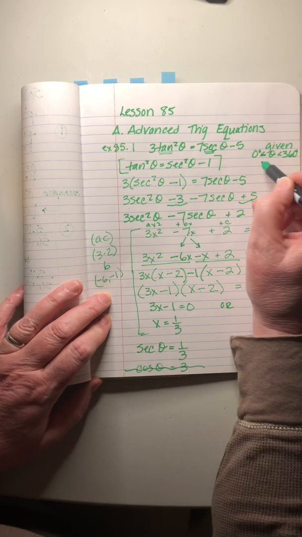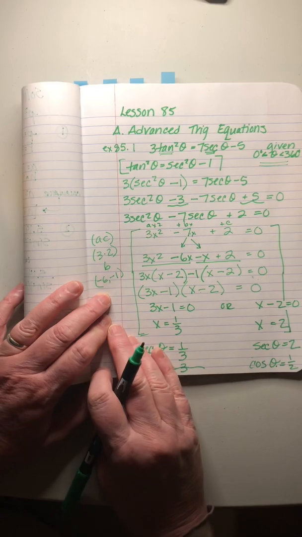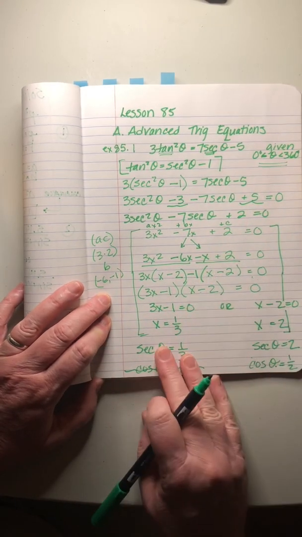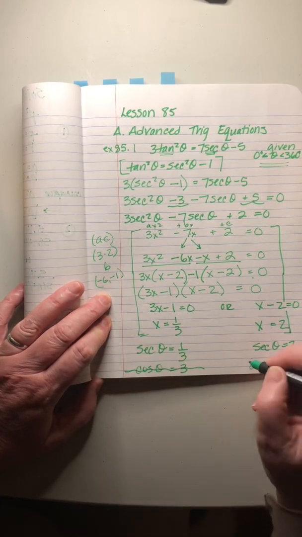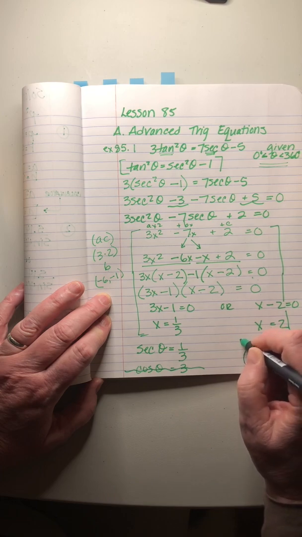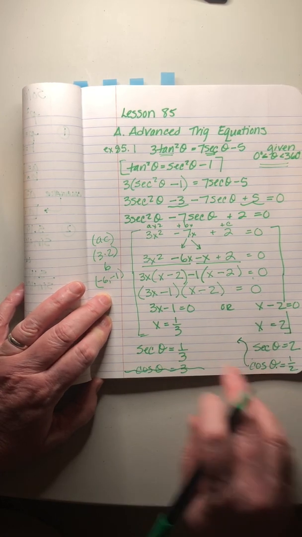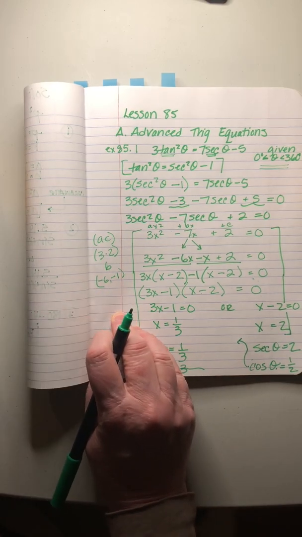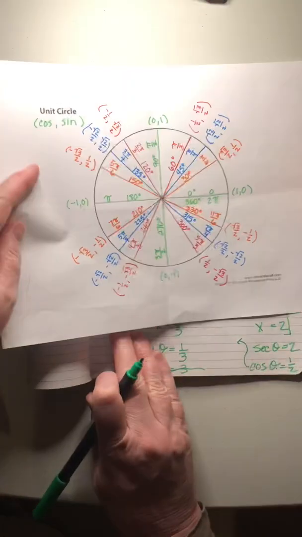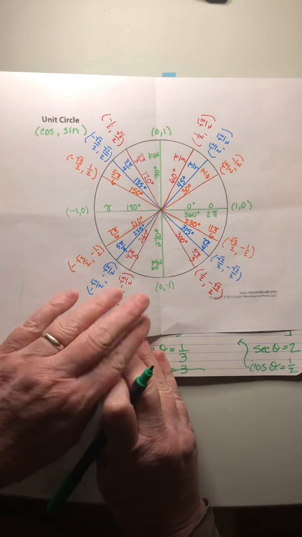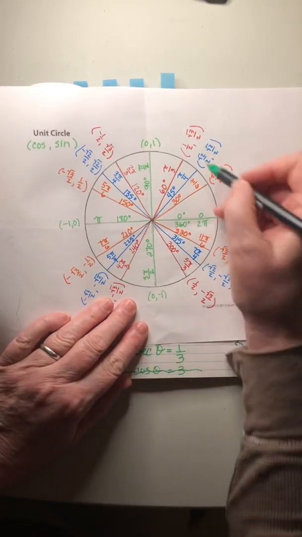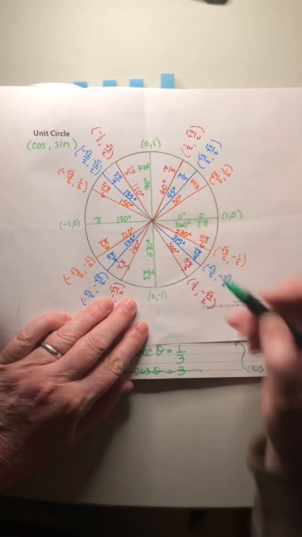We know we want degrees for an answer because that's the way our constraints were placed. So what we're going to do is go to our unit circle and look to see what angles would give me a cosine of 1/2. Here's mine. Cosine is the first number in the pair. So I just look around. Aha, there's one right there. 60 degrees.